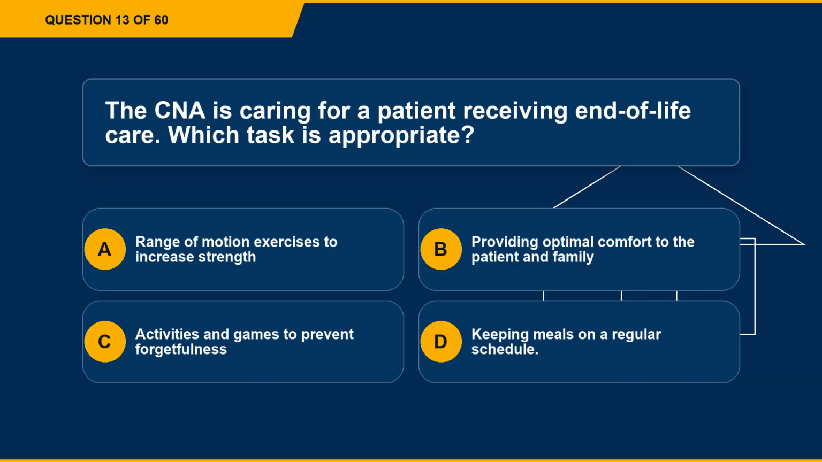Question 13. The CNA is caring for a patient receiving end-of-life care. Which task is appropriate? Option A. Range of motion exercises to increase strength. Option B. Providing optimal comfort to the patient and family. Option C. Activities and games to prevent forgetfulness. Option D. Keeping meals on a regular schedule.